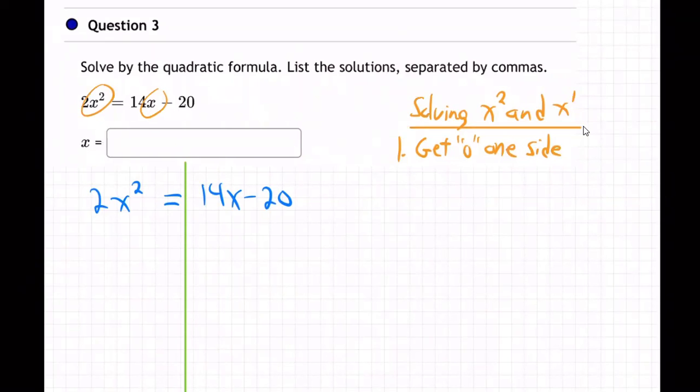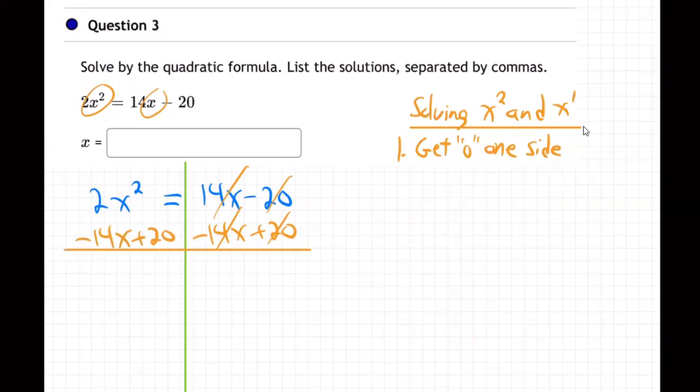All right, so subtract to get a 0 on the right side. Subtract 14x and add 20. Why am I deciding to do that? Because I want both these guys to cancel out. And whatever you do to one side, you have no choice but to do the same thing to the other. Like that. Is that making sense? What am I doing? I'm getting a 0 on one side.